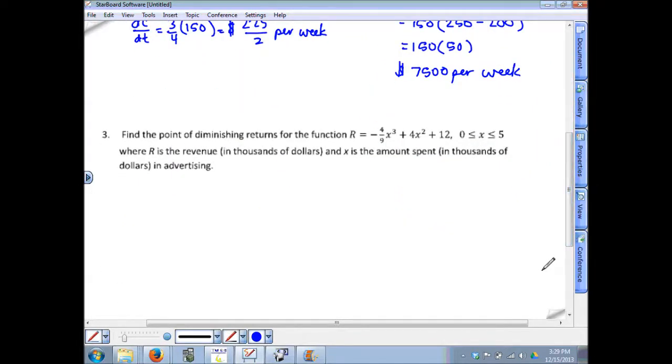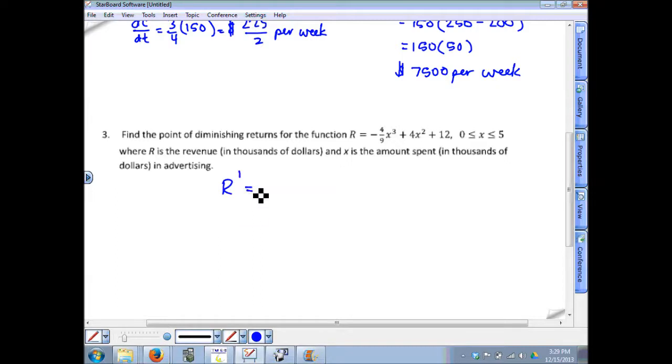Okay, question 3, the point of diminishing returns. This was an application of the second derivative. This was in section 3.3, I believe, where it talks about concavity and the second derivative test. So we need to find the second derivative.